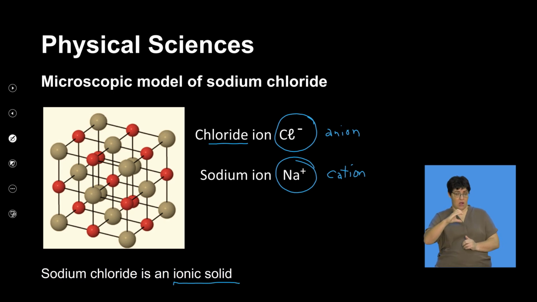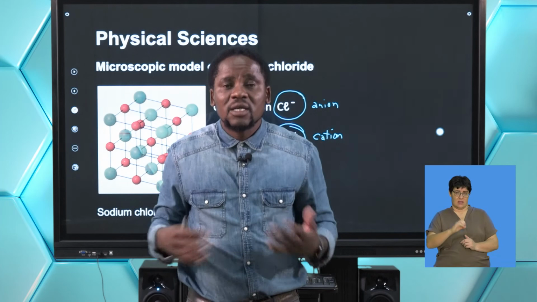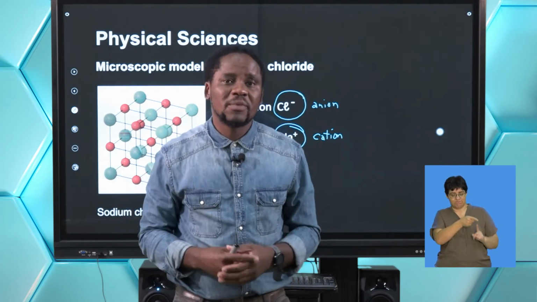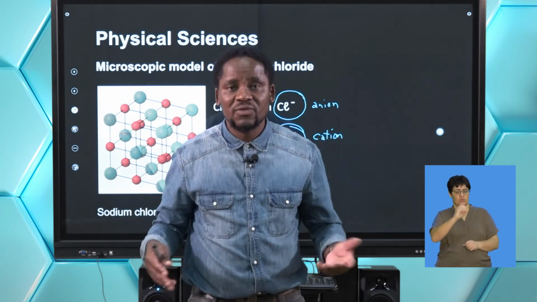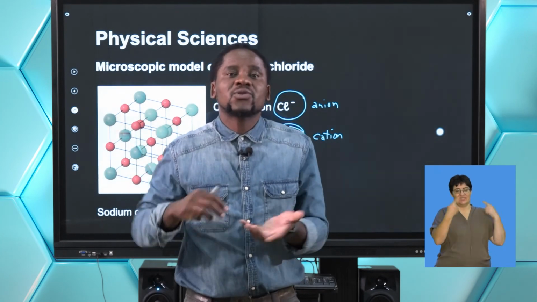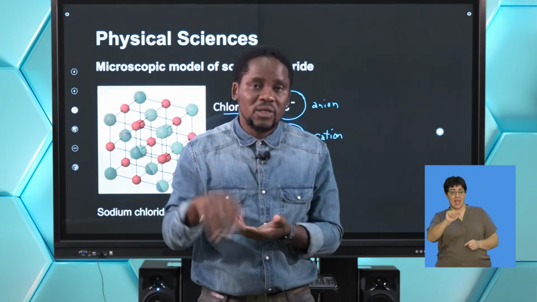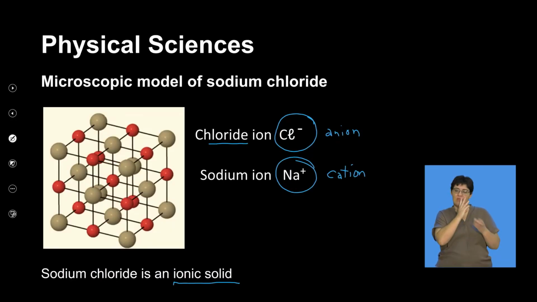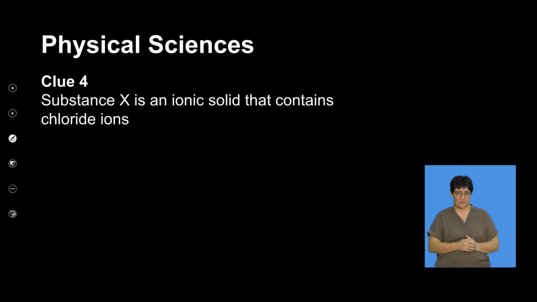If we say it's an ionic solid, what does that say to us? Under normal circumstances, we find it in solid form, unless, of course, it has been dissolved in water. And that tells us that sodium chloride is completely soluble in water as far as solubility is concerned. What more? Substance X is an ionic solid that contains chloride ions.